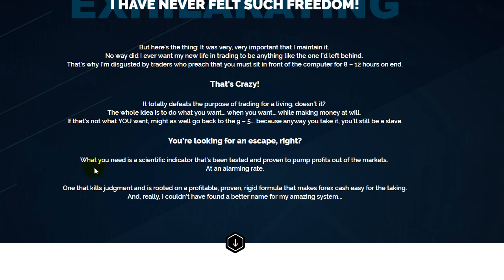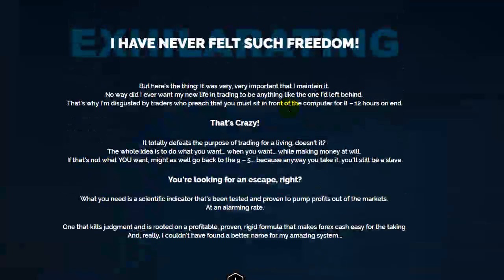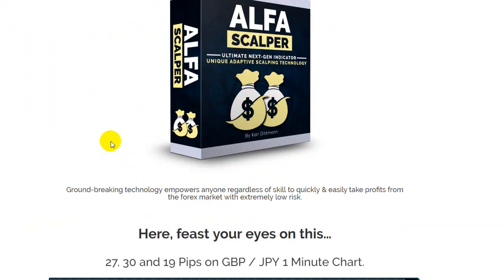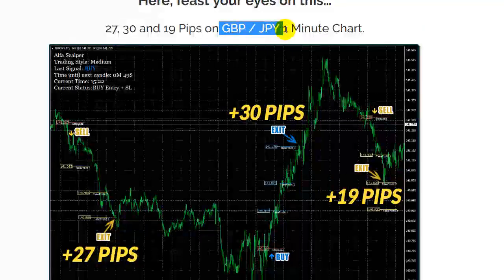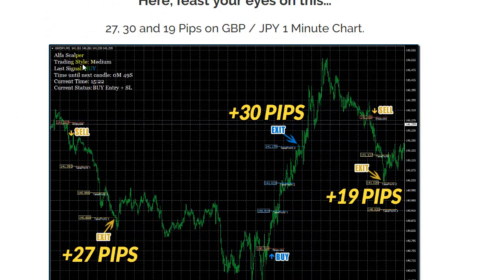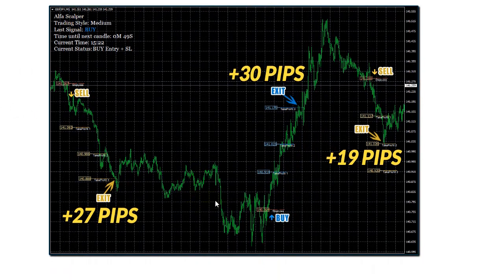Okay, I haven't pre-planned what I was going to say. I just don't buy into hype. This is a 27.30, 19 pips on a 1-minute chart. Well, again, I'm not going to trade a 1-minute chart. But anyways, down move here.